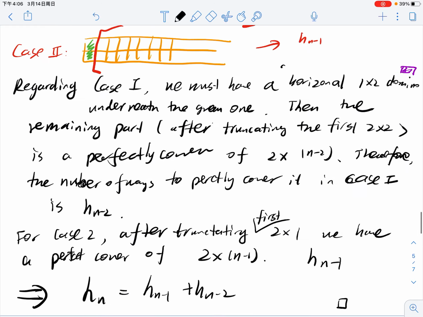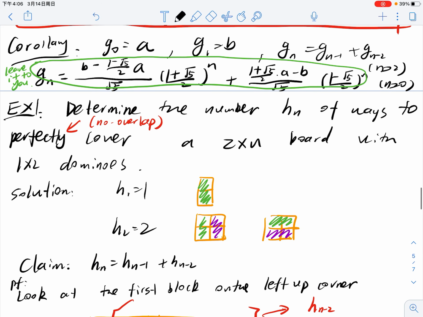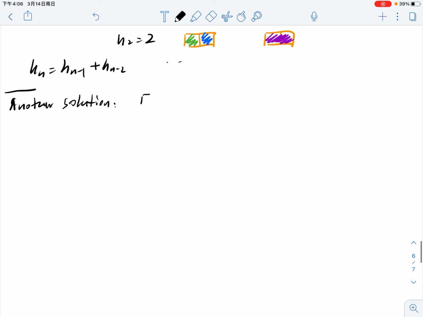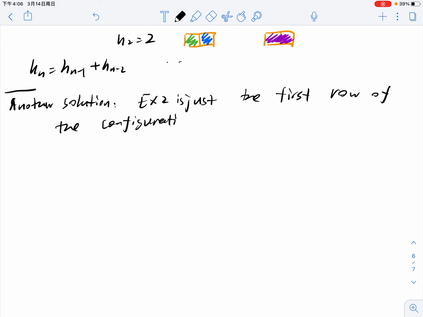So let me call this first one example 1, second one example 2. Example 2 is just the first row of the configuration in example 1.